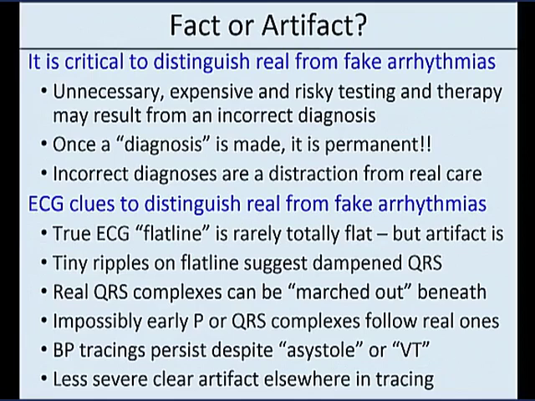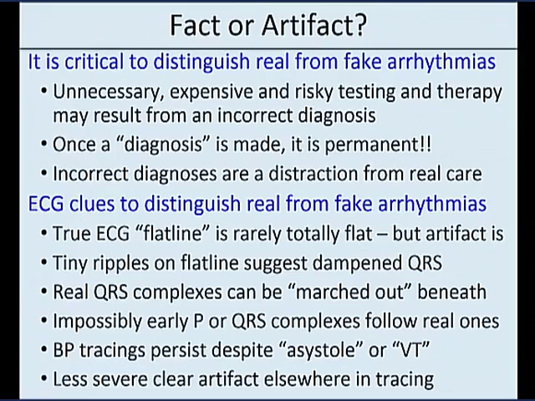Tiny ripples on a flat line suggest that there might be a dampened QRS. You have a totally flat line, and then there's a little blip in it, totally flat, little blip. There might be a dampened QRS or T wave in there. Sometimes you'll be able to see high amplitude recordings that look like VT, but you'll be able to see QRS complexes that with the calipers will march right out through there. Sometimes you'll see what looks like a P wave or a QRS complex that cannot possibly occur that early after a prior P wave or QRS complex. So it has to be artifact.